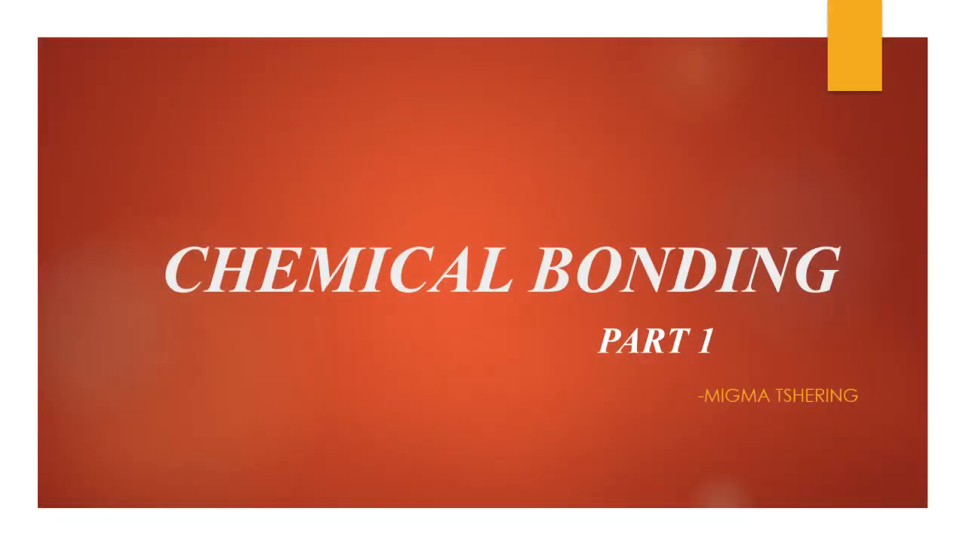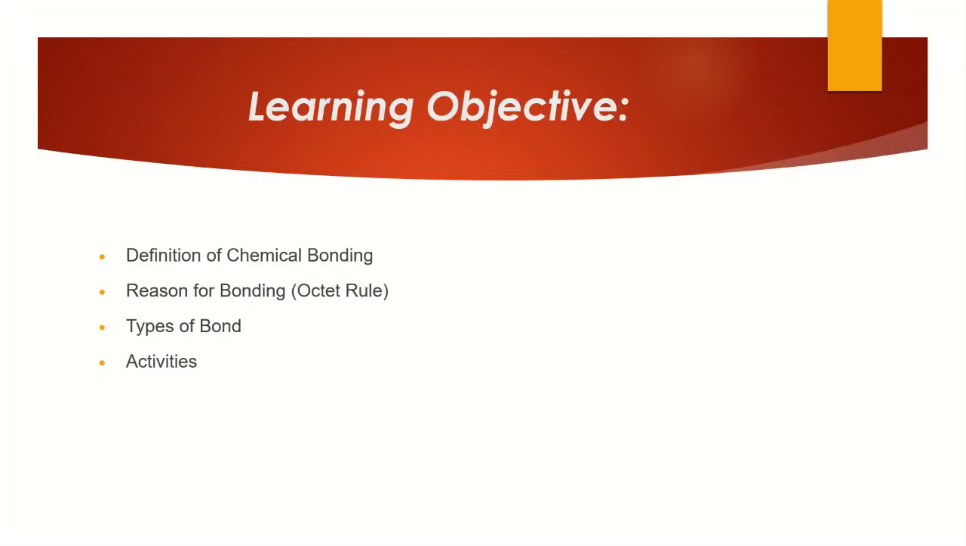Today we will discuss chemical bonding. In this lesson, we will discuss the 4 learning objectives. The first one is the definition: what does chemical bonding mean? And the reason for the bonding: why does an atom bond with another atom?